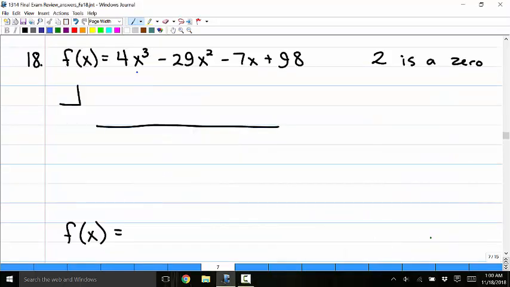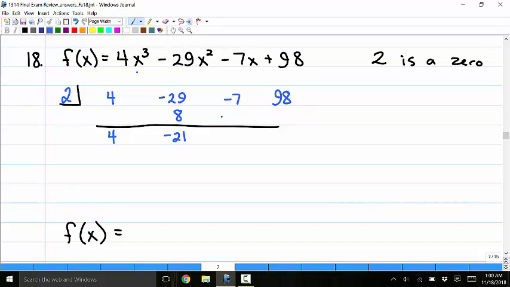For number 18, for the polynomial f of x equals 4x cubed minus 29x squared minus 7x plus 98, I'm given that 2 is a zero and I want to write f in factored form, so I'm going to do synthetic division. 2 is going to go in my half box. 4, negative 29, negative 7, 98. Bring down my 4, multiply by 2, I get 8. Negative 29 plus 8 is negative 21.